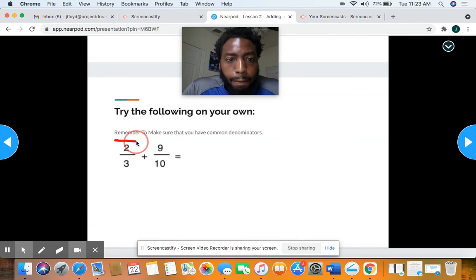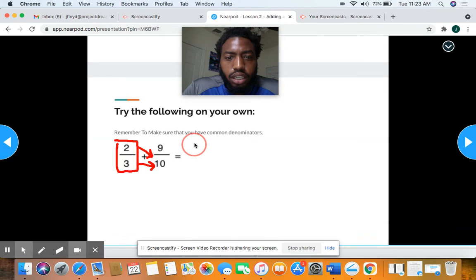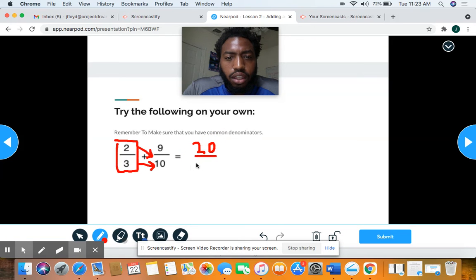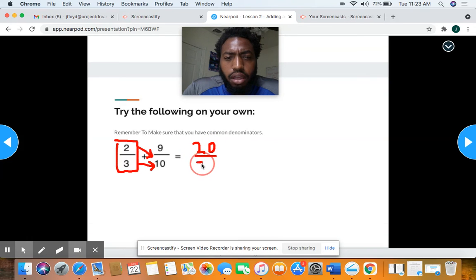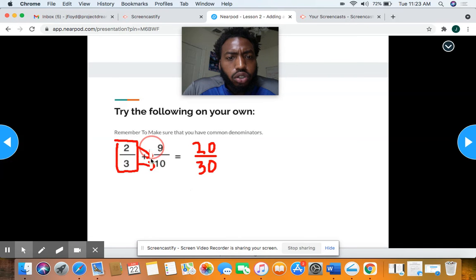All right, now here we go. I'm going to go ahead and draw my rectangle and my 2 arrows. I know the arrows represent multiplication, so 2 times 10 is 20, and then 3 times 10 is 30. And I want to put that 30 right here in the red. All right, cool. Now my next step is to work on my second fraction.